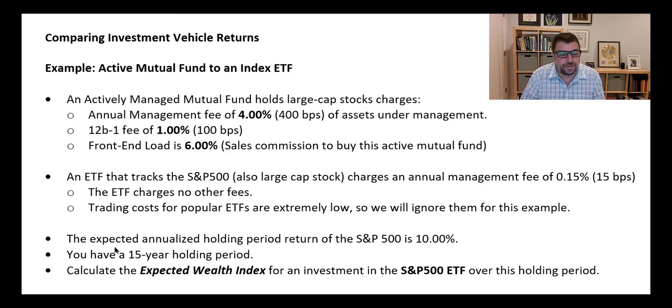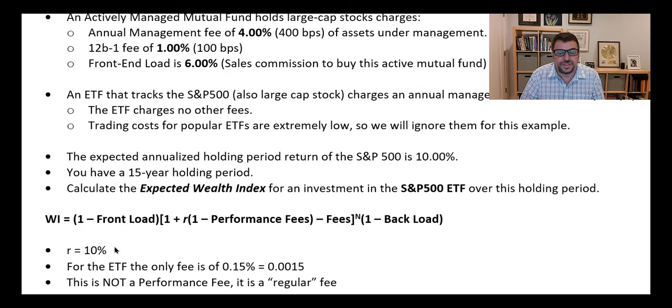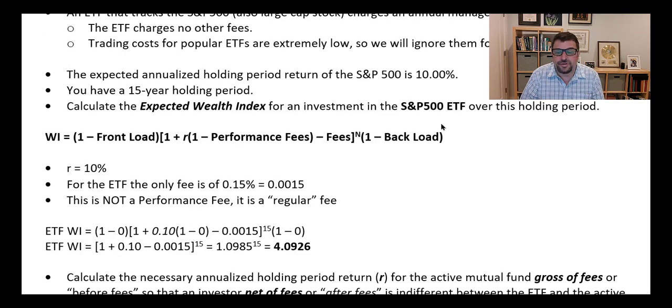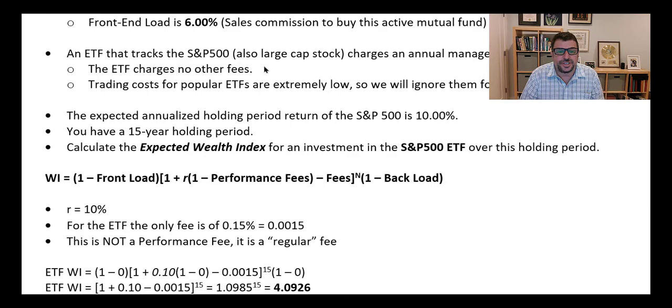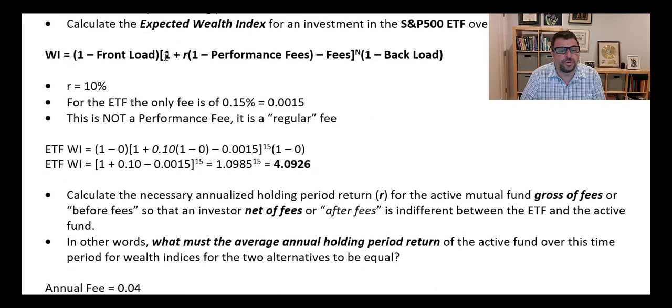And what I want to do is compute the expected wealth index for the S&P 500 and then see how much this manager needs to earn relative to the 10% that the S&P 500 is going to earn in order to make me indifferent. So here's my equation. And this is a very general equation. It'll fit all different kinds of stuff. A front load, a performance fee. Notice the performance fee is multiplied by R, and then an annual fee which is subtracted from R.